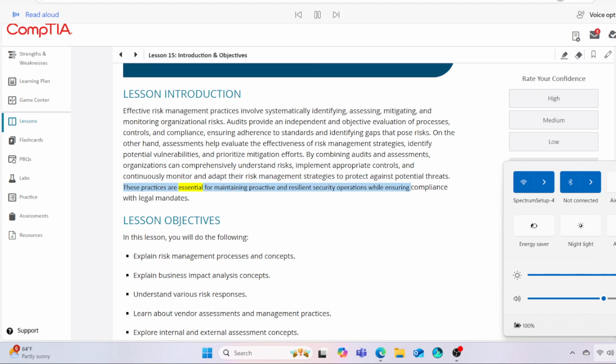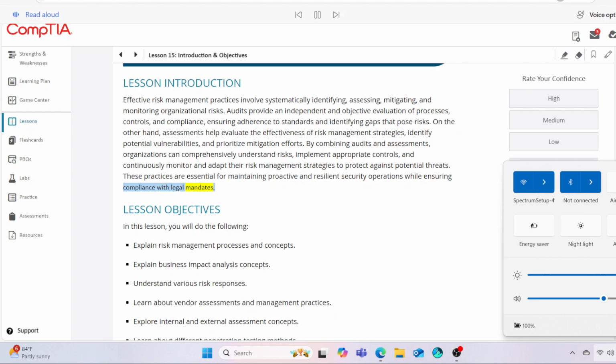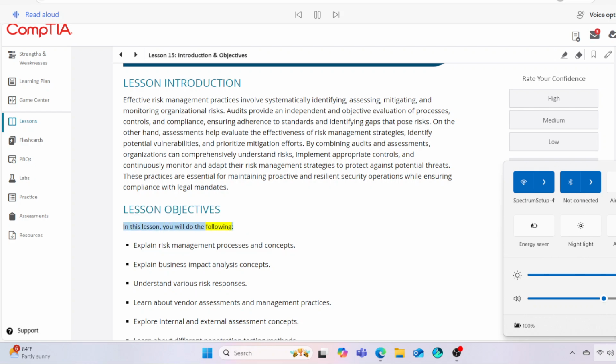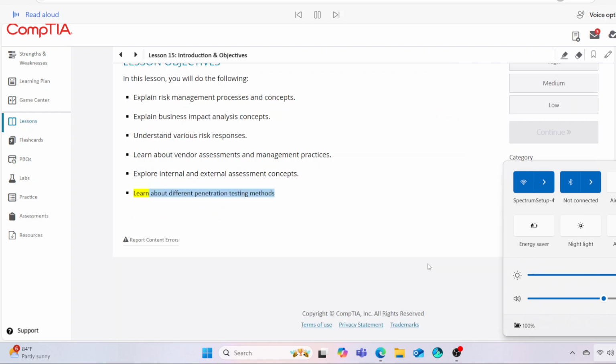These practices are essential for maintaining proactive and resilient security operations while ensuring compliance with legal mandates. Lesson Objectives. In this lesson, you will do the following. Explain risk management processes and concepts. Explain business impact analysis concepts. Understand various risk responses. Learn about vendor assessments and management practices. Explore internal and external assessment concepts. Learn about different penetration testing methods.